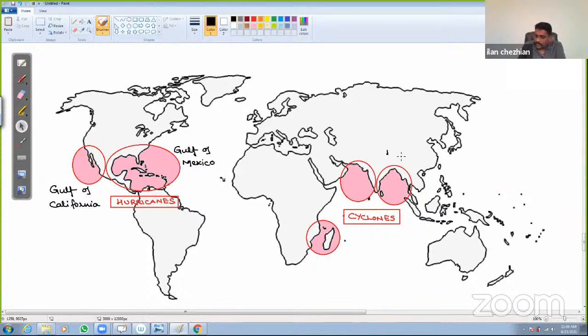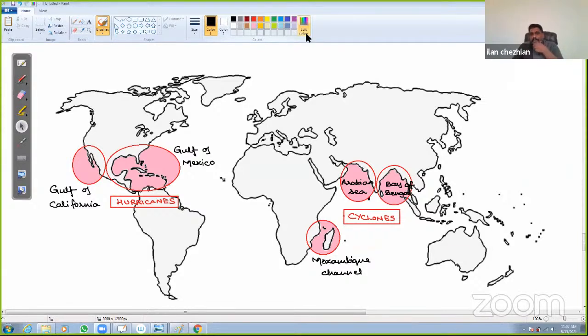Bay of Bengal, Arabian Sea, and Mozambique Channel. So these are the places in the Indian Ocean region where you experience cyclones.